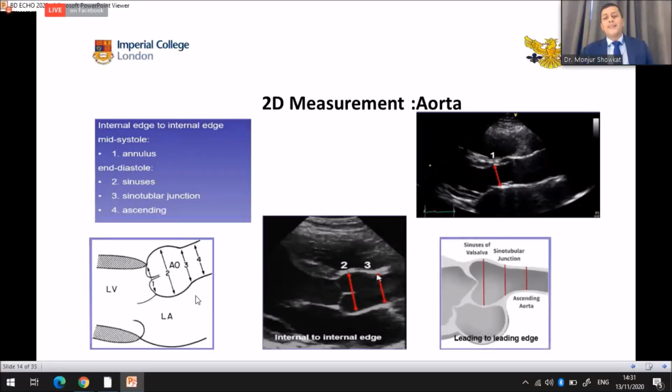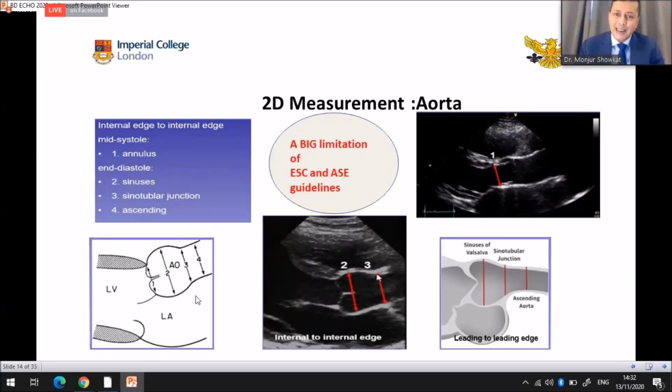If you read the European Society of Cardiology or American Society of Echocardiography guidelines, they mention measuring leading edge to leading edge. The problem with the guideline's leading edge to leading edge is that more and more we are comparing our echo data with other imaging modalities. For instance, we are validating our data with CMR. If you read the guidelines, in CMR and other modalities they measure diameters inner edge to inner edge. So this is one of the biggest limitations of the European society guidelines. You have to compare your data with CMR, so I would recommend you measure inner edge to inner edge.